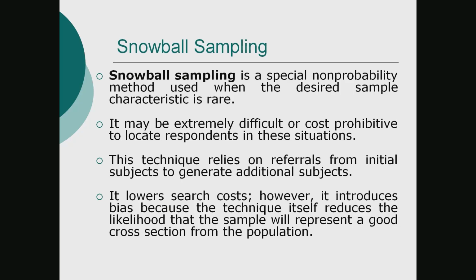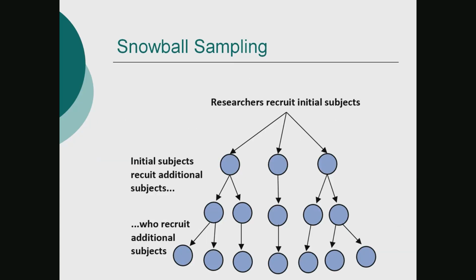In this method, participants are recruited through referral from other participants. This method is often used when the population is hard to reach but may not be representative of the population. So this picture explains clearly about snowball sampling. You can see the researcher recruits initial subjects. Then the initial subjects will again recruit additional subjects. Then these additional subjects again will recruit a few more additional subjects. So this is how snowball sampling is done.